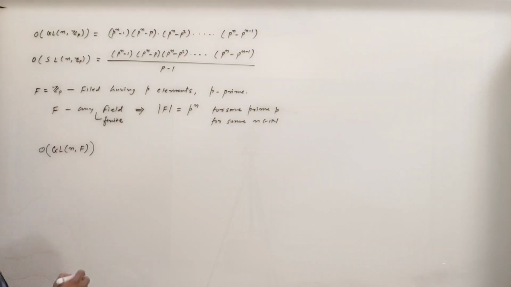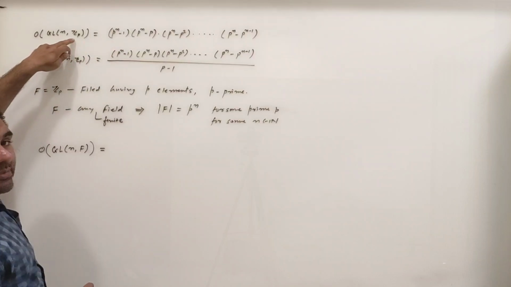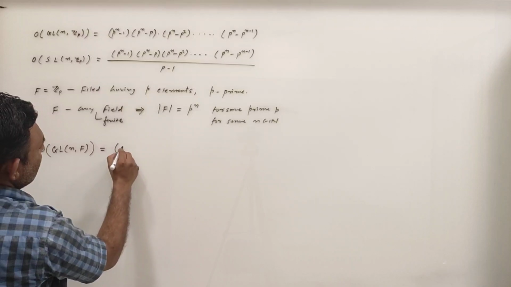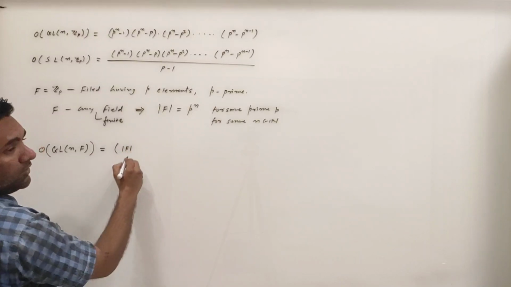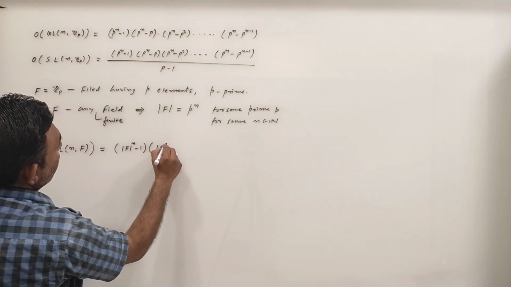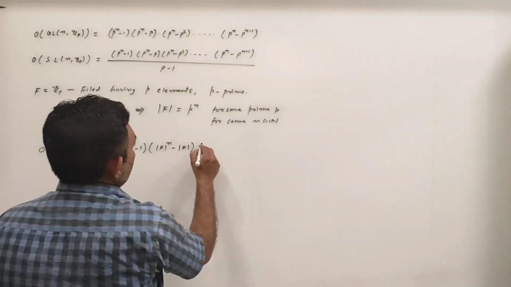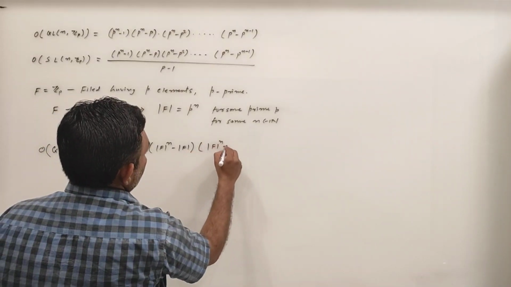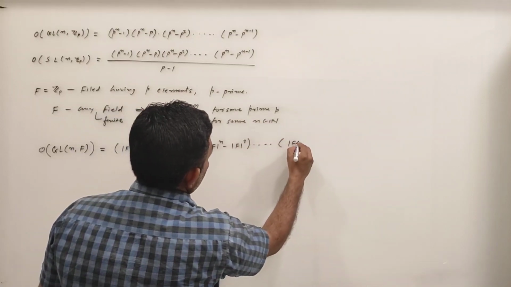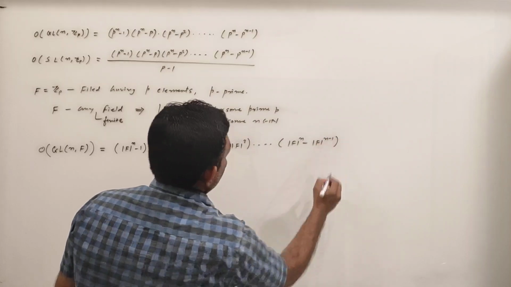So it is simply a generalization. What is p? p is the cardinality of Zp. So here F is a field. So you just consider |F|^n - 1, |F|^n - |F|, |F|^n - |F|^2, and so on, |F|^n - |F|^(n-1).